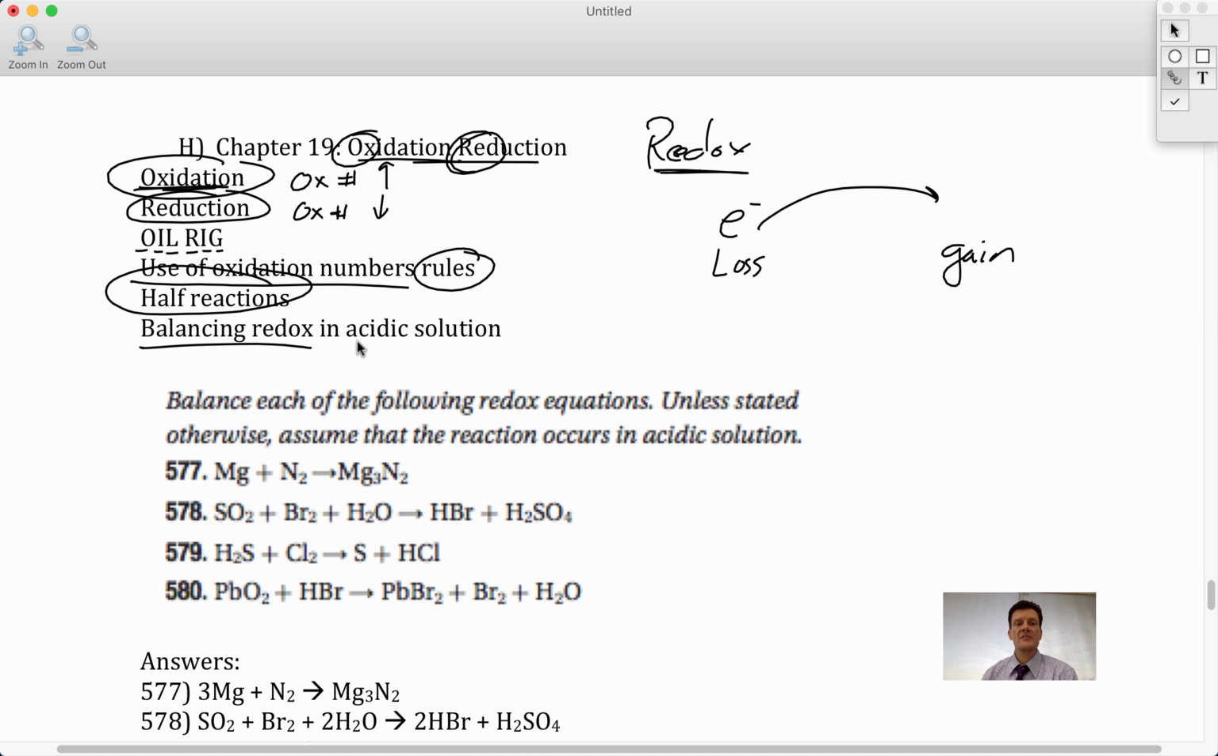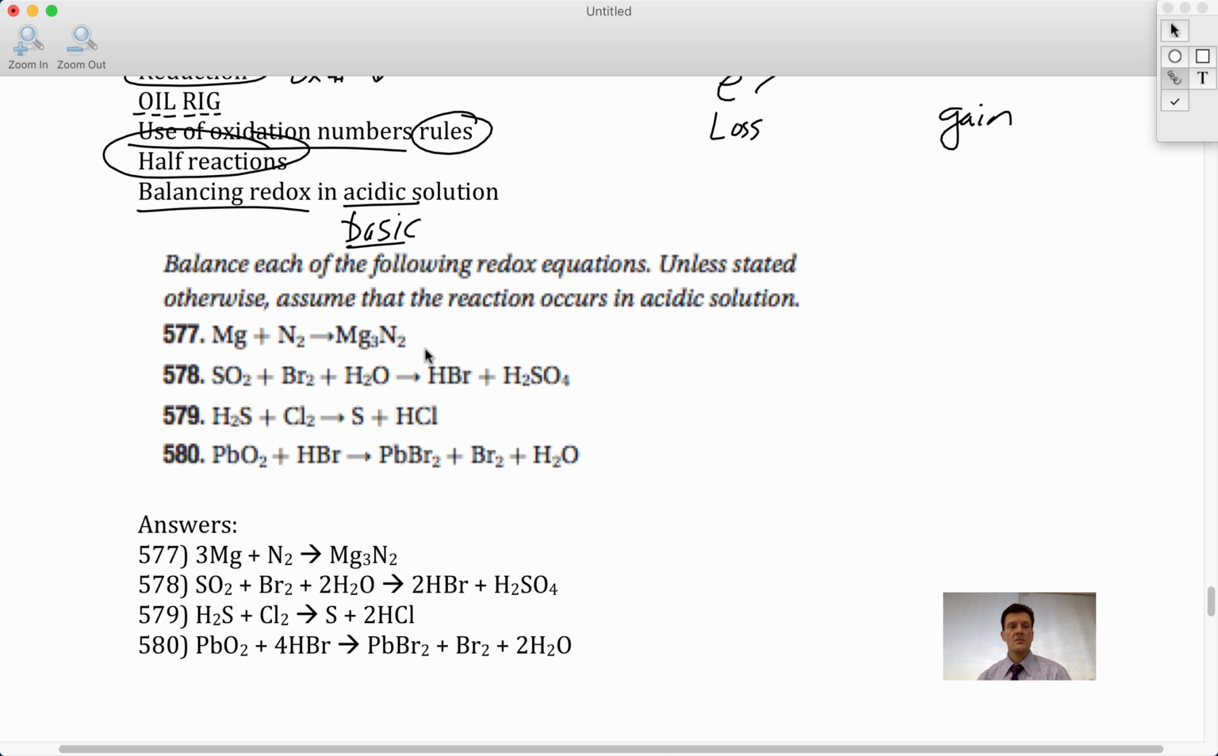And balancing redox reactions in acidic solution, and I might add we also talked about it in basic solution. Okay? So let me do one of these here. Balance the following redox reaction. Unless stated otherwise, assume that the reaction is acidic. Okay? I'll do one of these here, and then you can do the others and check your answers down below. So let's walk through. I'm going to do 578, I think.